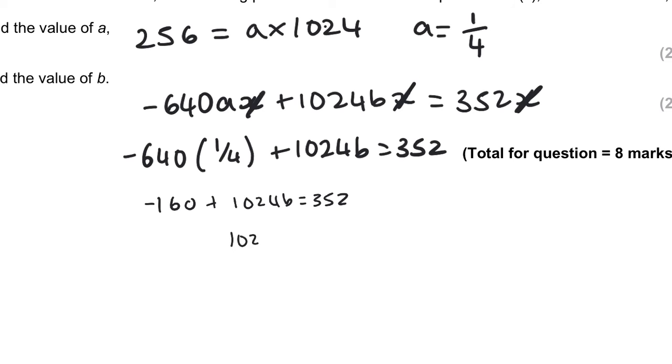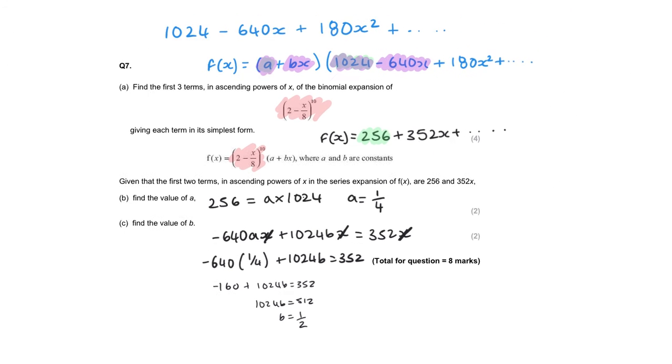I'm going to get 1024b equals 512. Divide both sides, I'm going to get a half. So b equals a half. So there we go. Question 7.